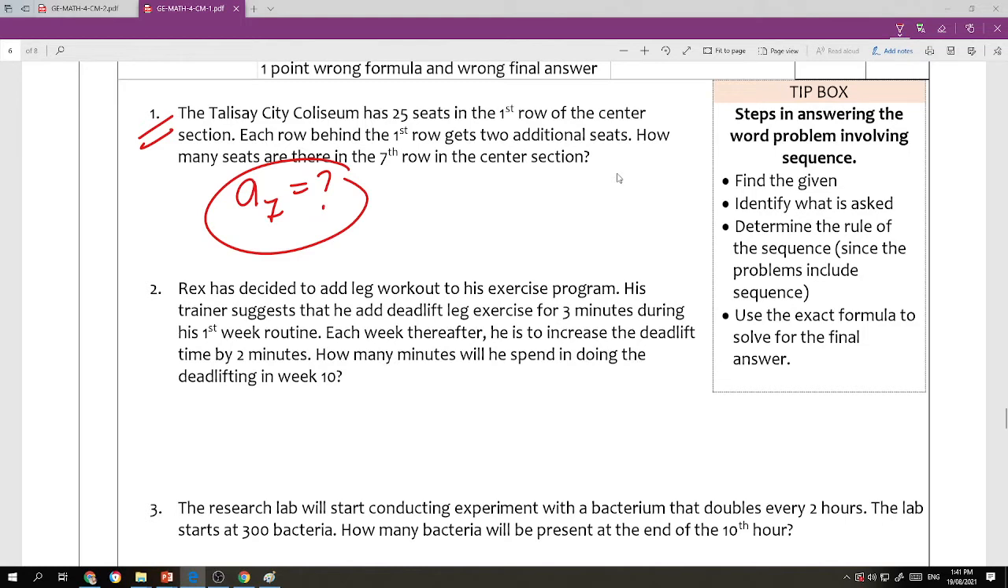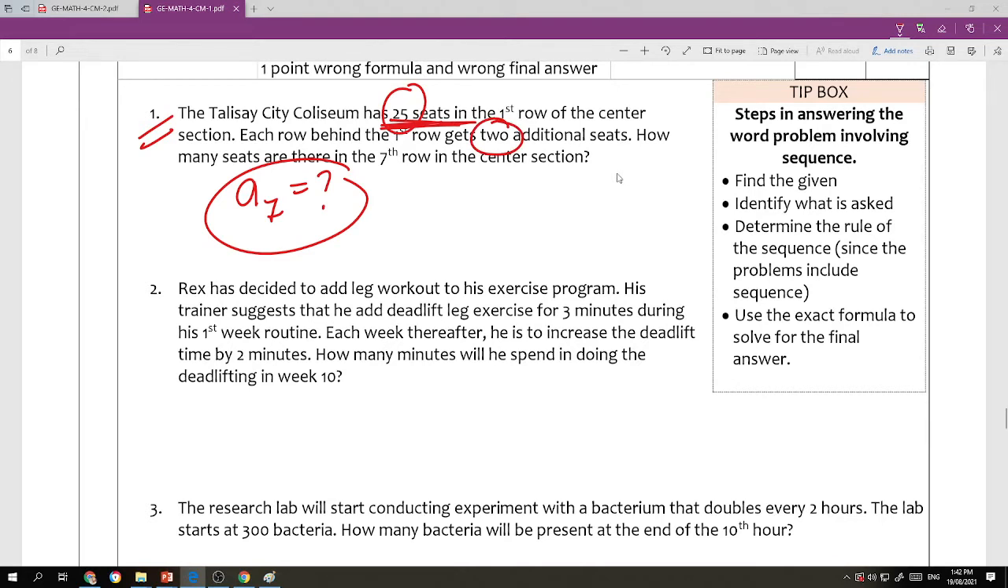Kibaw na ta pila ang A sub, pilay first term. There you go. 25. Pila ang common difference? Each row behind the first row gets 2 additional seats. What is the common diff? 2. So, kabaw na day mo pag-solve, ana. So, ang problem number 1 ha, kabaw na mo solve sa problem number 1. Na natay first term, na atay common difference nga 2.